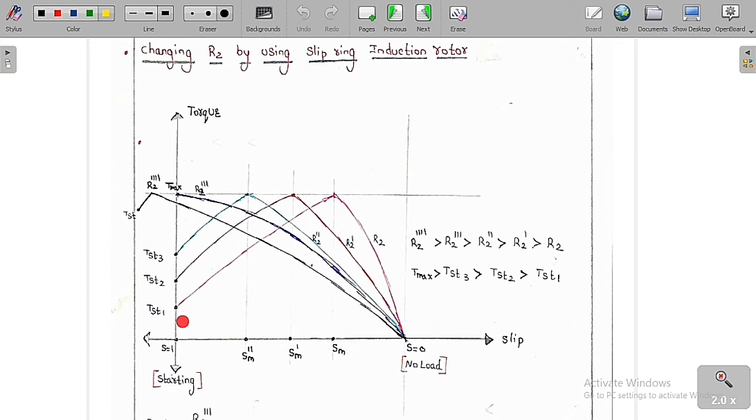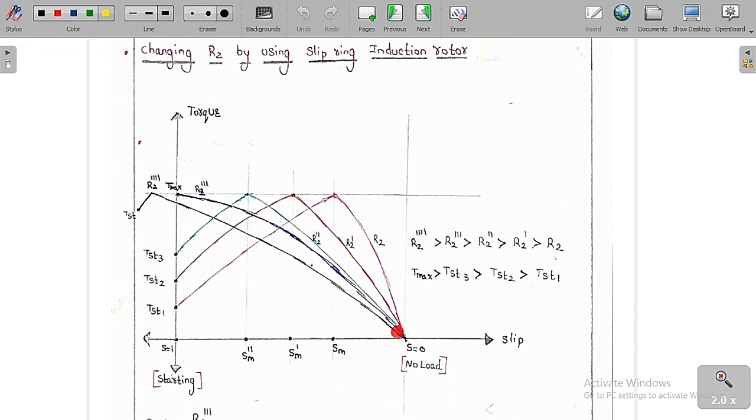So what happens if I increase the resistance? If I increase the resistance, which is R2 dash, we can say that Sm, the slip at maximum torque, Sm is equal to R2 by X2. As R2 increases, the slip at maximum torque also increases. So this will move to the left side. As this moves to the left side, we can say the maximum torque is independent of the rotor resistance. It will remain the same. So this graph will shift here. Therefore, the new one will be maximum here and it goes in this direction.